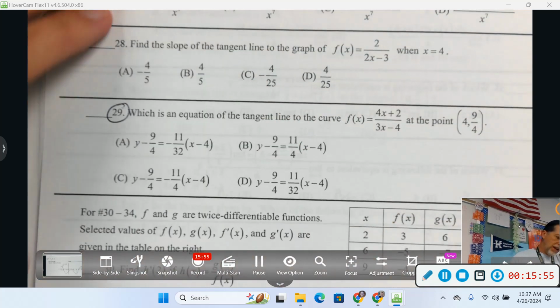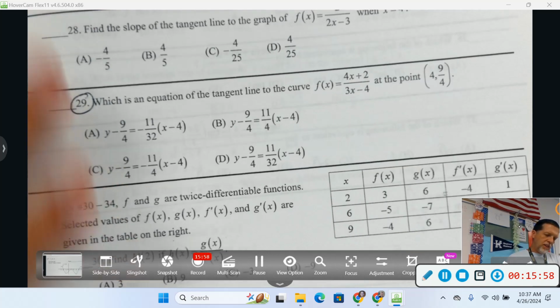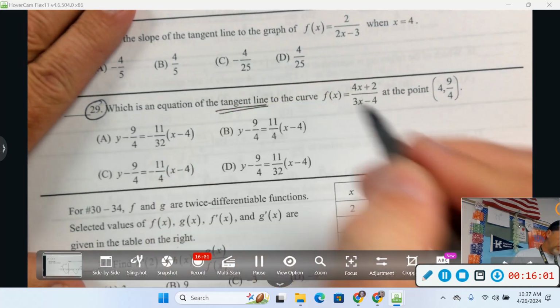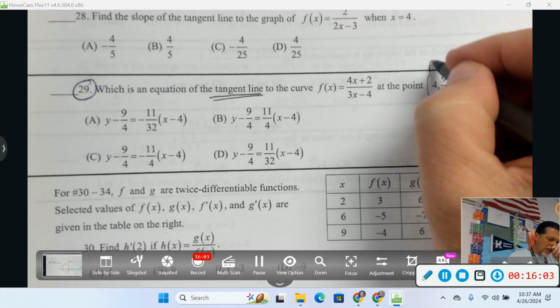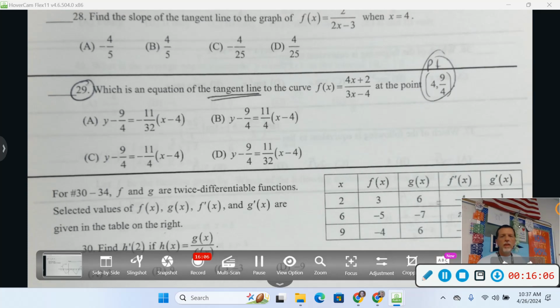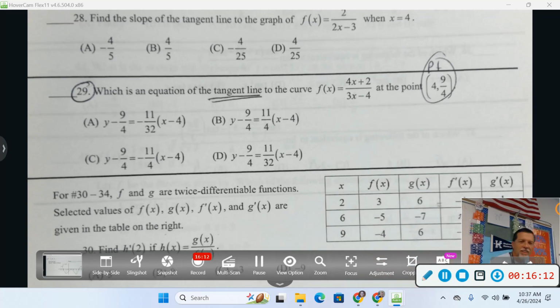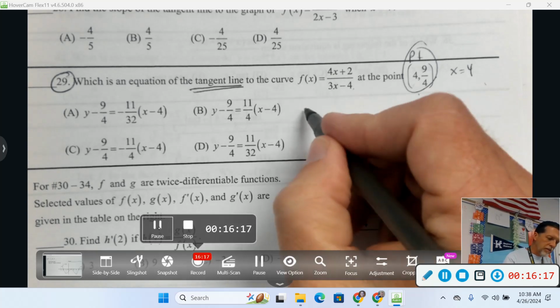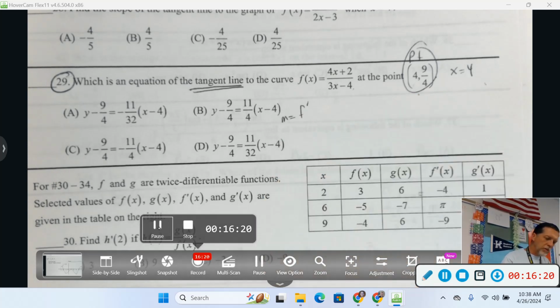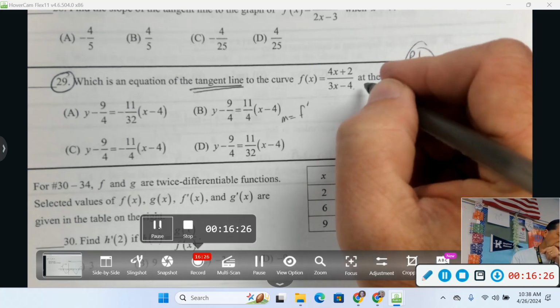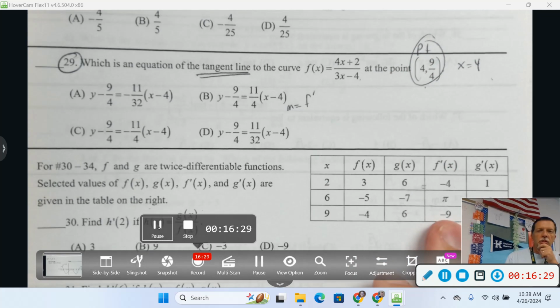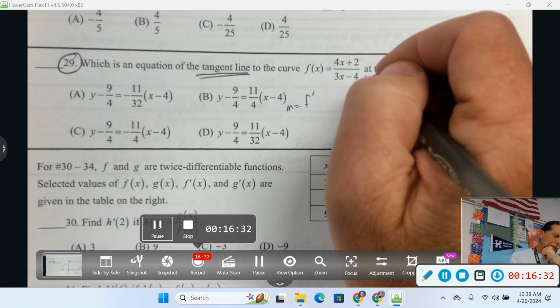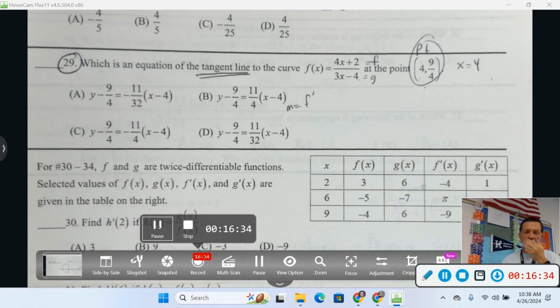28, 29. Tangent line. So I need a slope and a point. They give me the point. Let me pause it. But I do need a derivative. So point and derivative, because the derivative will tell me the slope. This is going to be a quotient rule problem. I'm tempted to try the quotient rule in place here, since the derivatives are easy. Let's go for it.